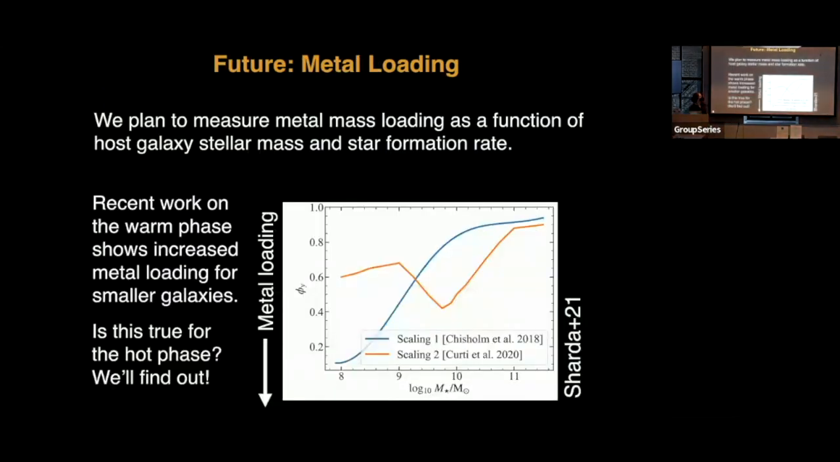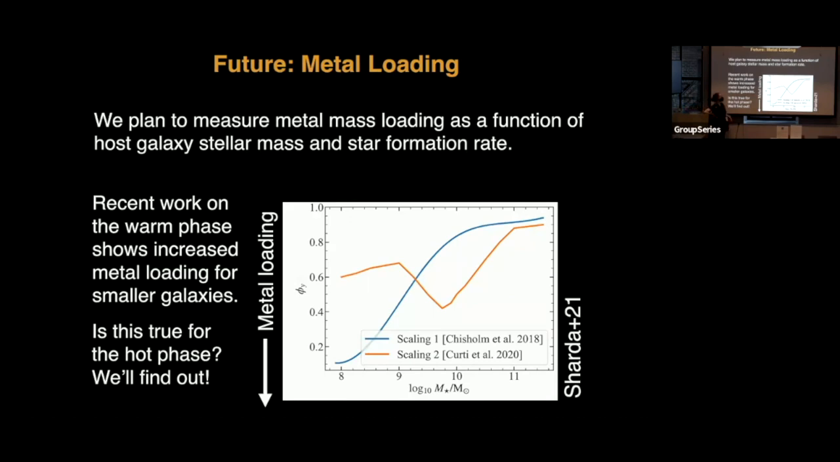The other thing that we're excited to look into is how metal loading changes with different kinds of host galaxies, stellar mass, as well as the star formation rate of the galaxy. This is a particularly interesting question to us because recent work on the warm phase of galaxies has shown that the metal loading, which in this plot increases going downward, actually increases for smaller galaxies.